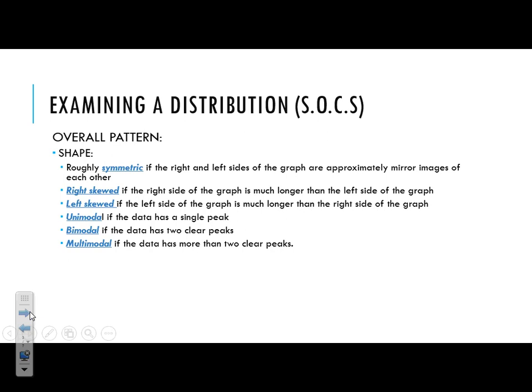Another set of terms that we can choose from is we're going to look at the peaks of the data. We're going to almost think of it like a mountain range. So if there's one clear peak, we refer to that as a unimodal set of data. 2 clear peaks is bimodal. We could continue on this trend and say trimodal and quadmodal and so on, but once we get past 2, we just say that it's a multimodal graph. So the first S in S.O.C.S represents shape.